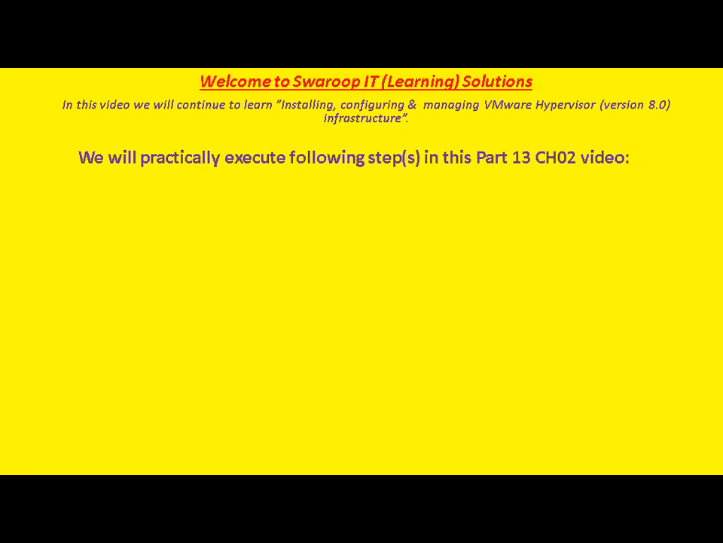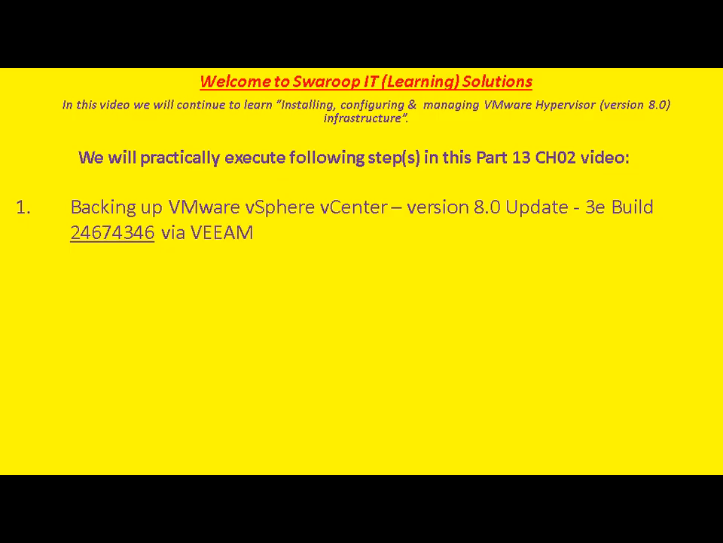In the chapter 1 video, we have installed our VEEAM backup server, if you remember. In the chapter 2 video, we will be doing the actual backing up of our VMware vSphere vCenter server version 8 update 3E and build number 2467446 via VEEAM Backup Manager through VM level backup. Okay, so we will be moving on to chapter 2 now. Okay, so let's start.